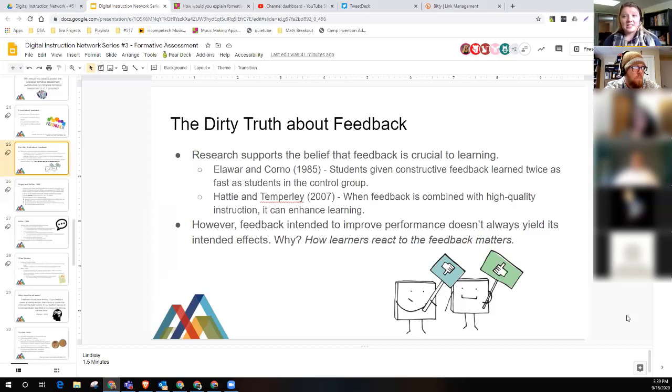However, one of the greatest phenomena in psychology research is that feedback intended to improve performance doesn't always do that. Sometimes the research shows that learners would have actually been better off if we had never given them feedback. And this is really confusing. Why does this happen? The reason is that how students react to the feedback matters. So, a couple of studies to unpack this a little bit.